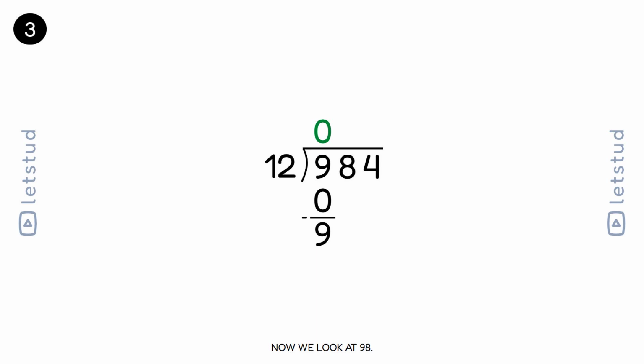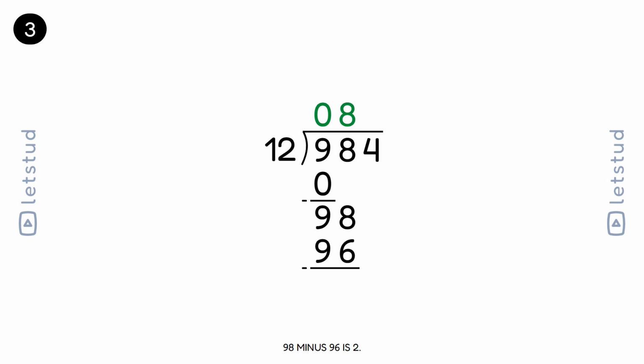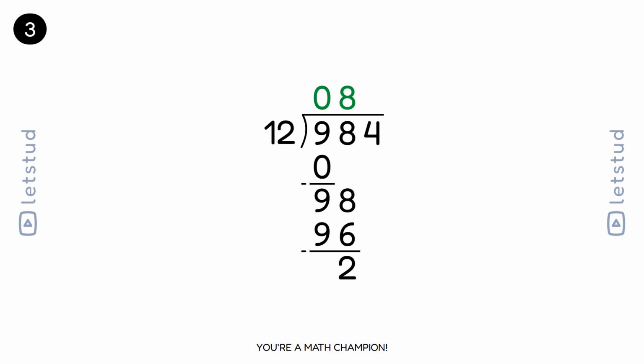Now we look at 98. Bring down the 8 to make 98. How many times does 12 fit into 98? It fits 8 times. 8 times 12 is 96. 98 minus 96 is 2. You're a math champion. Let's grab the last digit.